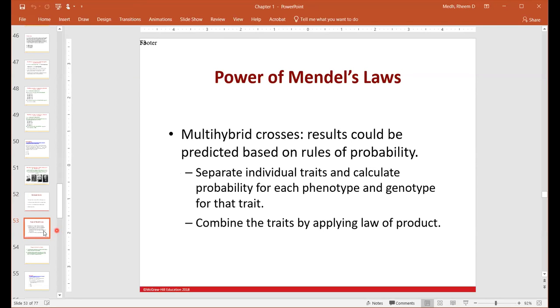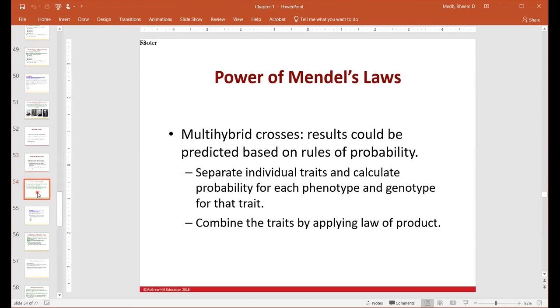Okay, going forward, we just have a couple of minutes. Multi-hybrid cross results could be predicted based on the rules of probability. We saw that already: separate individual traits and calculate probability for each phenotype and genotype. We did that already. Hopefully you know how to do that. And you can combine the traits. Okay.